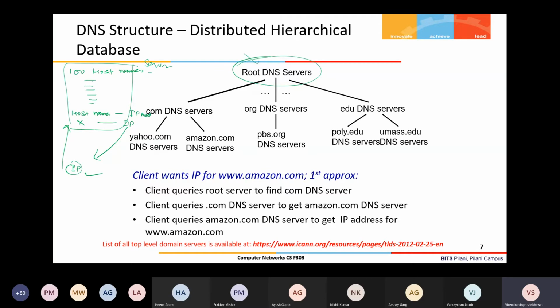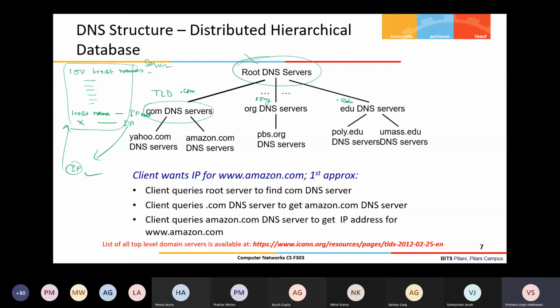In this hierarchy, the very first, top level is the root DNS servers. Then the second level is called the TLD, top level domain servers. There are top level domains like .com, .org, and .edu, like that. There are so many top level domains.